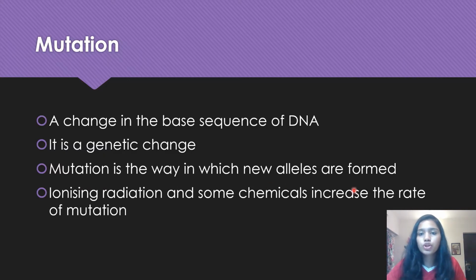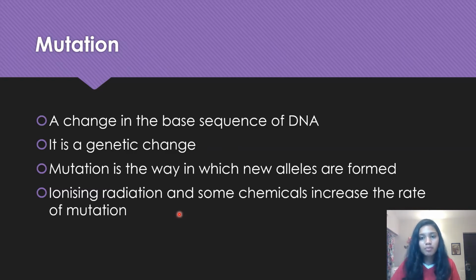Mutation is the way in which new alleles are formed. It is a spontaneous genetic change. And there are some chemicals like tar and some carcinogens and ionizing radiation that increase the rate of mutation. So over time, mutation happens all the time. For example, some bacteria become resistant to antibiotics. Why? Because there is a mutation.